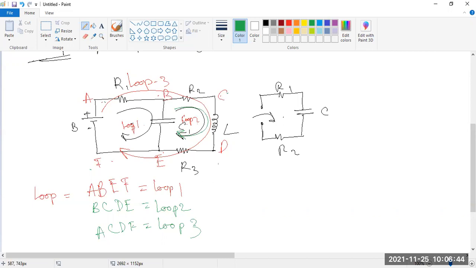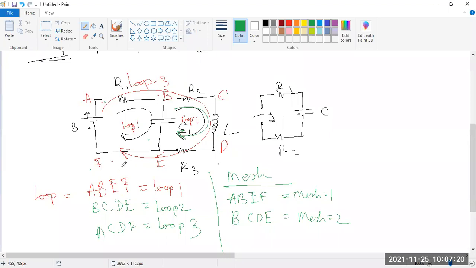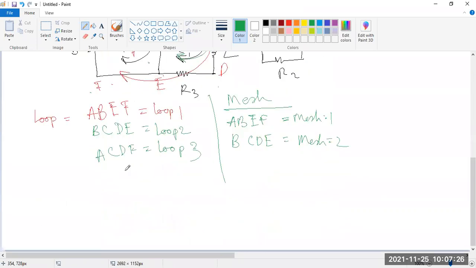But if you are asked which one is the mesh, only loop 1 and loop 2 are meshes. Loop 3 is not considered a mesh because it can be divided again. It is divisible. So mesh is A, B, E, F. It is mesh 1. And B, C, D, E is mesh 2. But A, C, D, F is not a mesh. So I think you can get the idea regarding mesh and loop.